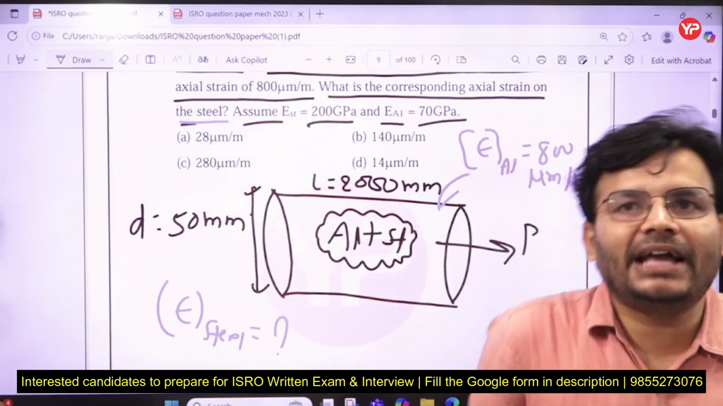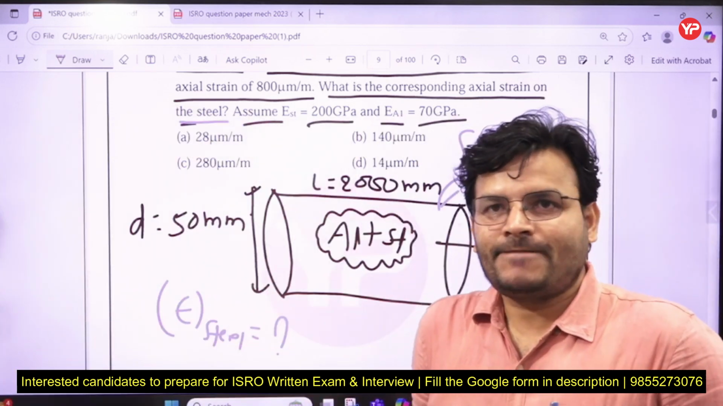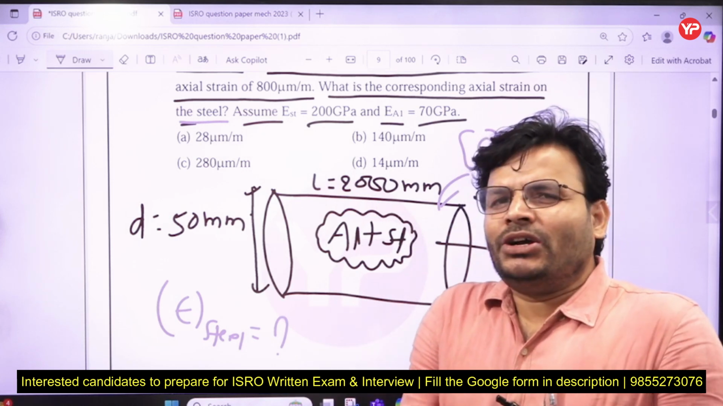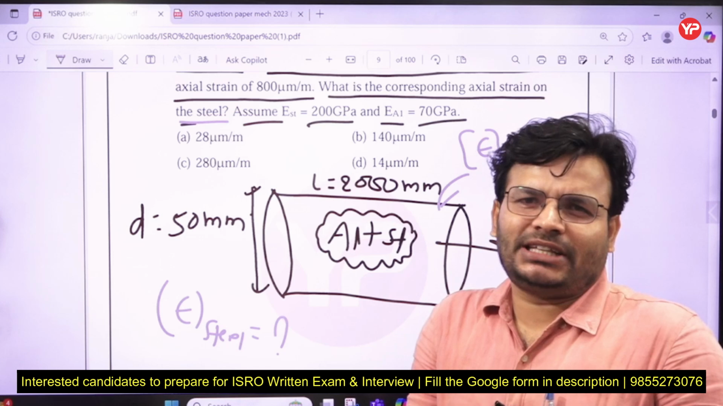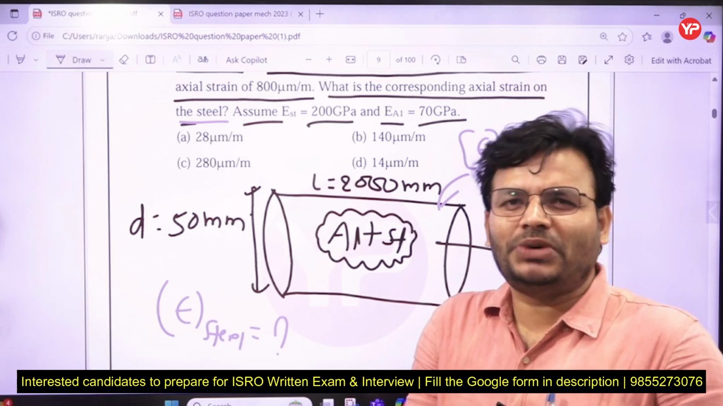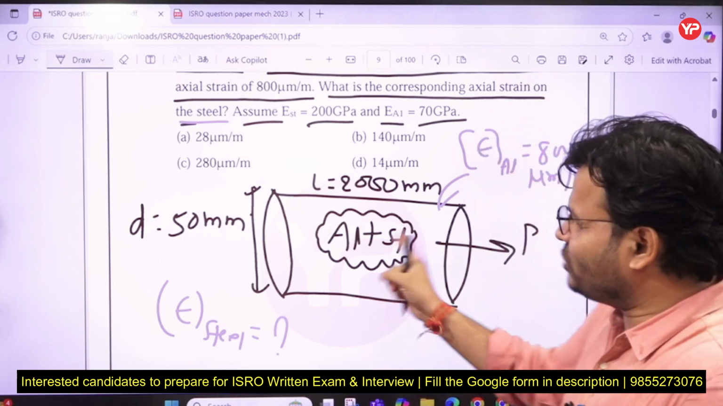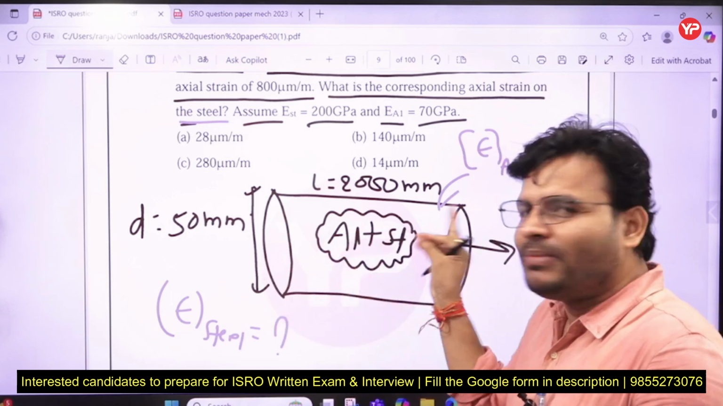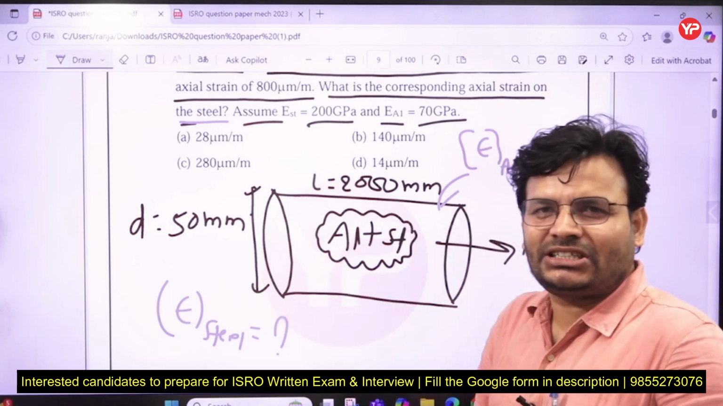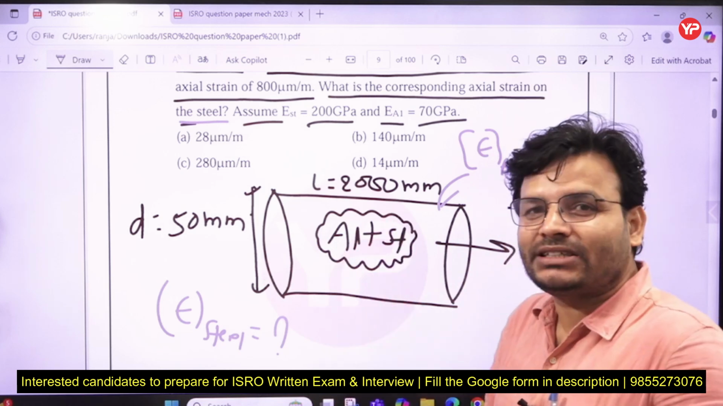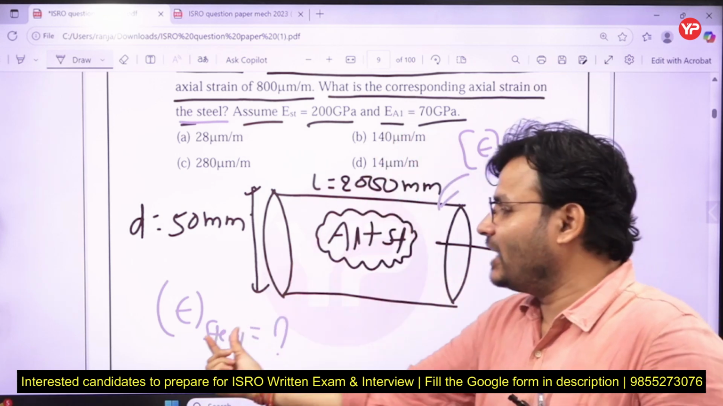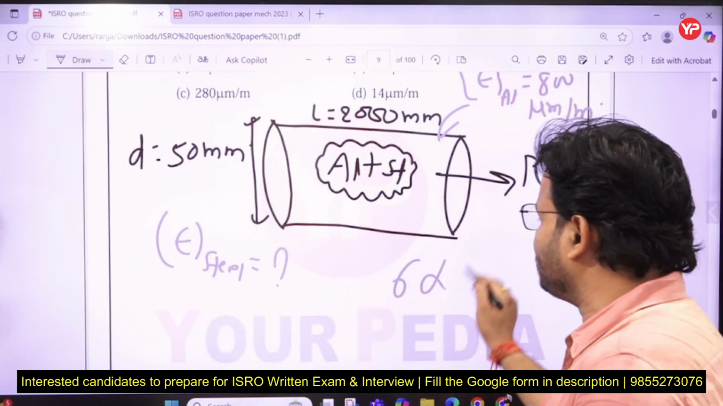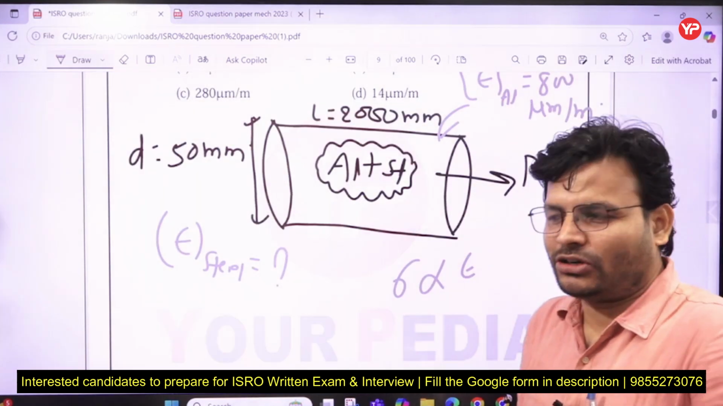Now, how can I proceed in the question according to the data given? My dear friends, first of all, you have to calculate the stress. Once you get the stress, the stress will be the same for both aluminum as well as steel. Once I get the stress, that stress will be the same for both, and from that stress I can calculate the strain, because stress is proportional to strain within the elastic limit according to Hooke's law.